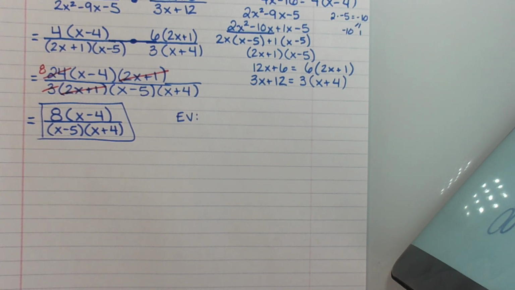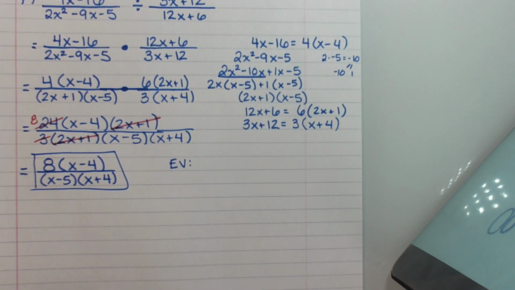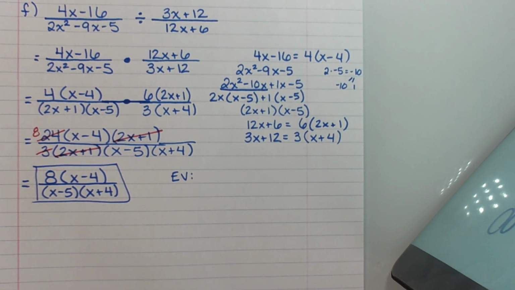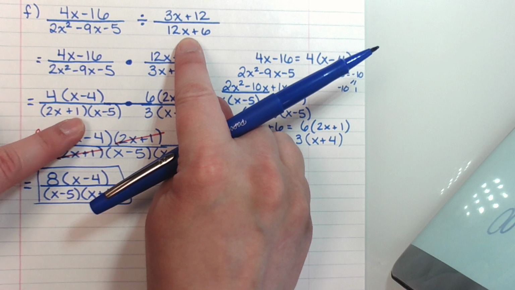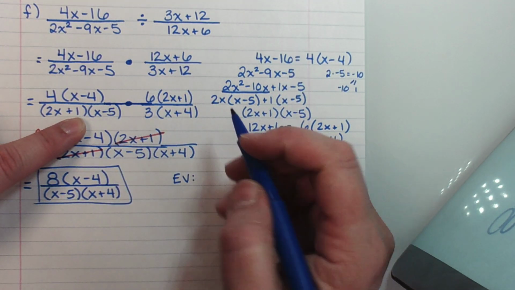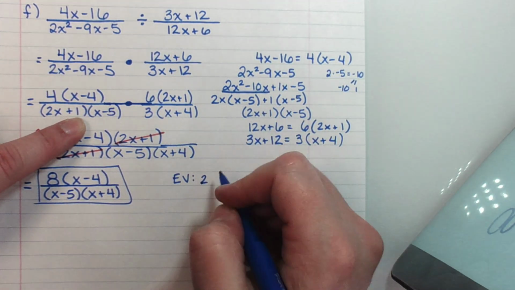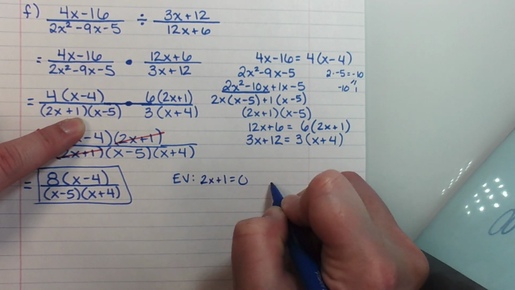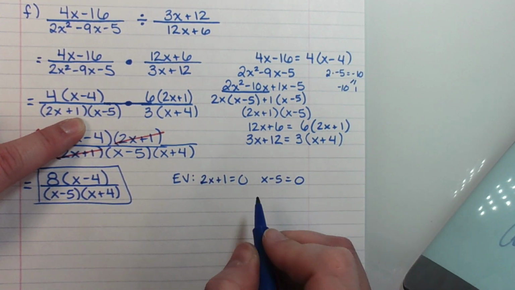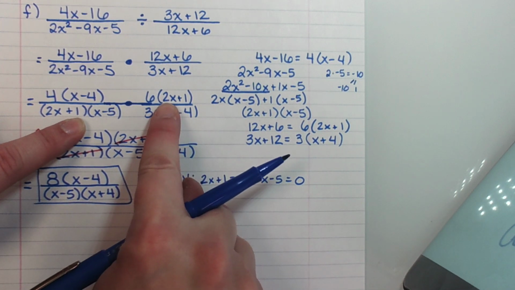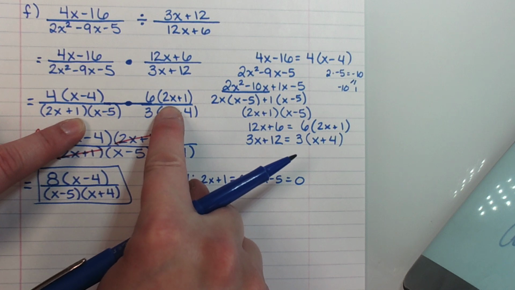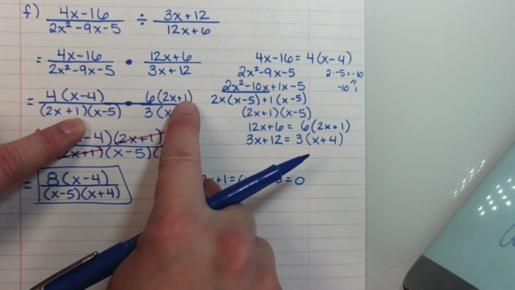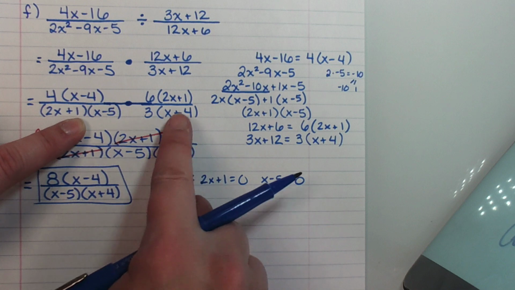For excluded values, you've got to remember everything that ended up in a denominator. We've got the originals, these ones, which factored to this and this. So 2x plus 1 equals 0, x minus 5 equals 0. Technically, that 12x plus 6 factored into a 6 and a 2x plus 1. The 6 is never going to be 0. 2x plus 1, I already have an equal to 0 option.